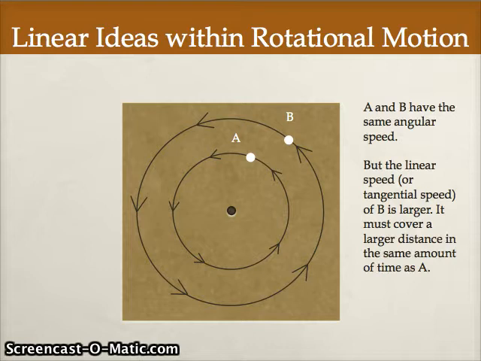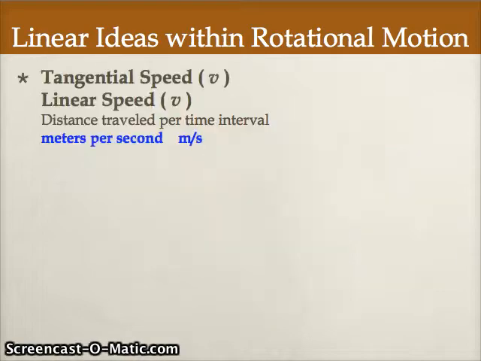The points, again, actually have the same angular speed, but their linear speed, or tangential speed, is different. B has a larger tangential speed, even though it has the same angular speed, because point B must travel a larger distance in the same amount of time as A. Let's define some of these terms that I've been using.